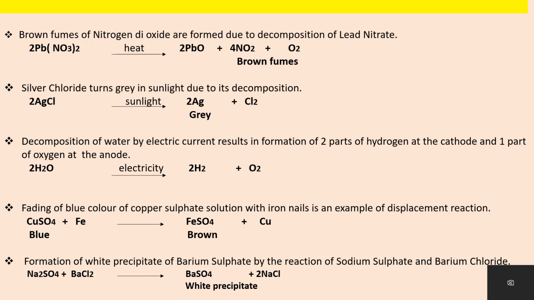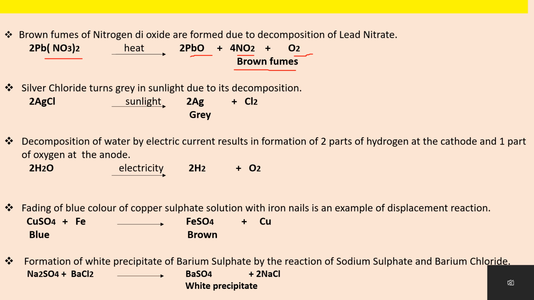The fourth reaction which is important is thermal decomposition of lead nitrate. When lead nitrate reacts with heat, lead oxide, nitrogen dioxide, and oxygen are produced. Nitrogen dioxide has characteristic brown fumes, which can be asked.